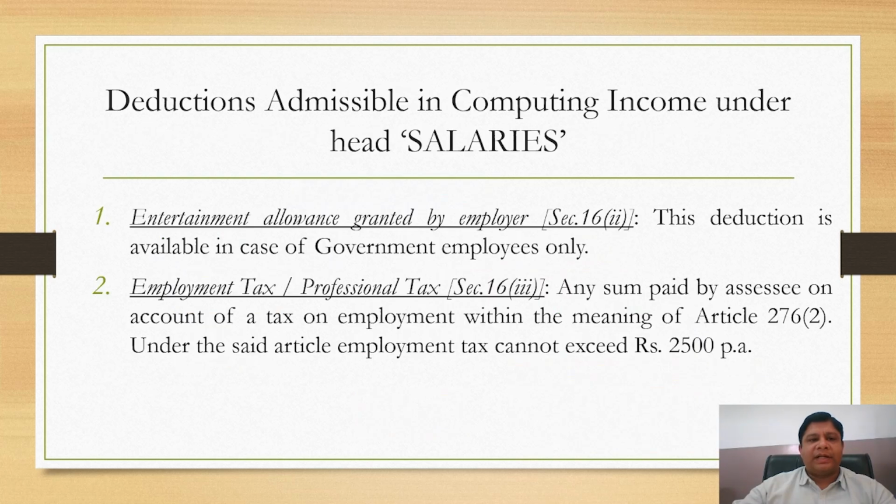Now, deductions admissible in computing income under the head salaries. First, entertainment allowance granted by the employer. This deduction is available in case of government employees only. Employment tax, or professional tax: any sum paid by the assessee on account of tax on employment within the meaning of Article 276 subsection 2. Under the said article, employment tax cannot exceed rupees 2500 per annum.